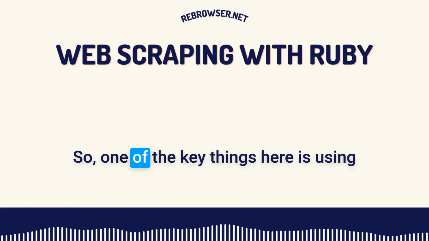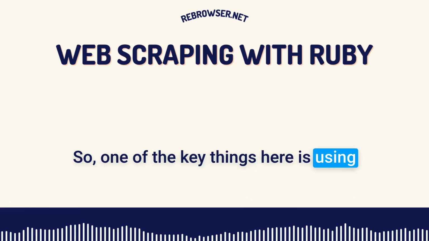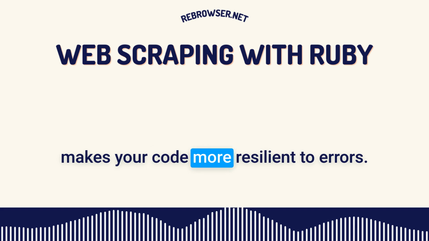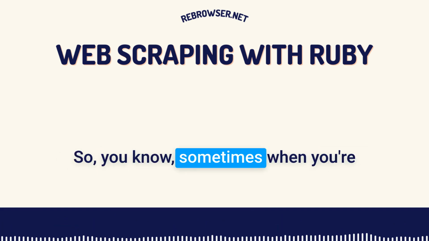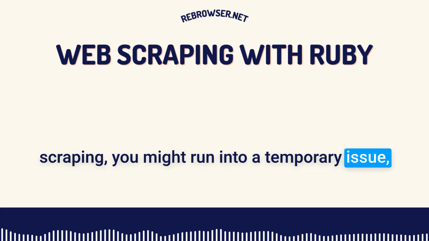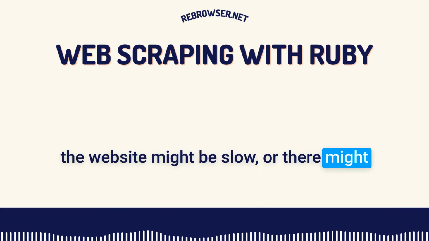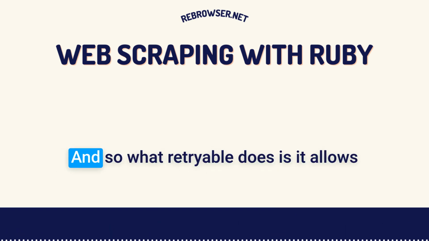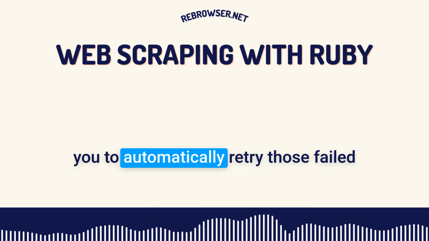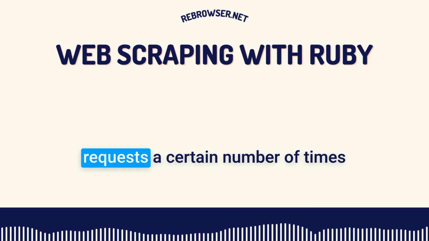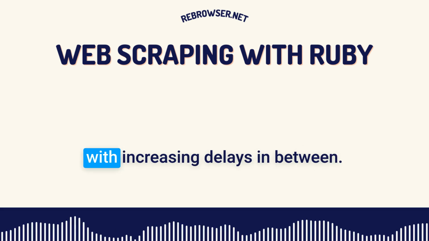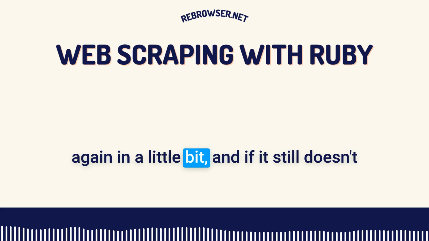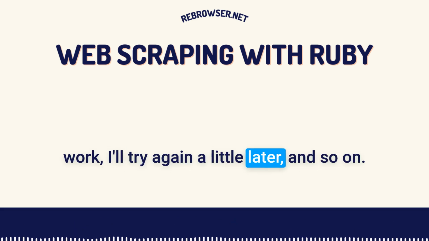So one of the key things here is using this gem called retryable, which basically makes your code more resilient to errors. So, sometimes when you're scraping, you might run into a temporary issue. The website might be slow or there might be a network hiccup, something like that. The internet being the internet. Right, exactly. And so what retryable does is it allows you to automatically retry those failed requests a certain number of times with increasing delays in between. So it's like saying, okay, I'm going to try this again in a little bit, and if it still doesn't work, I'll try again a little later, and so on.